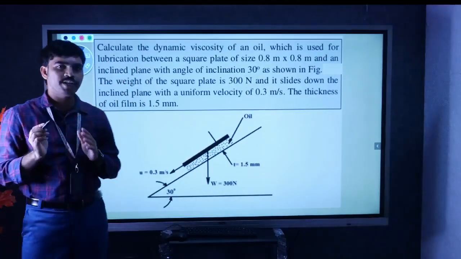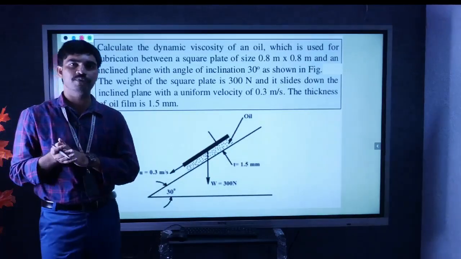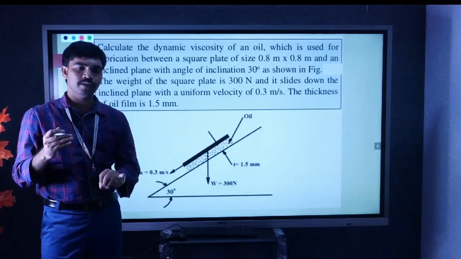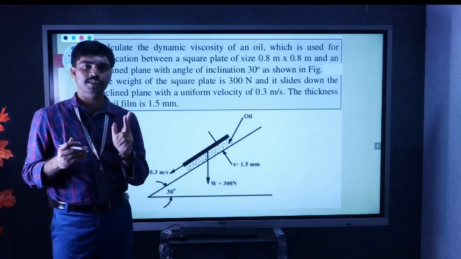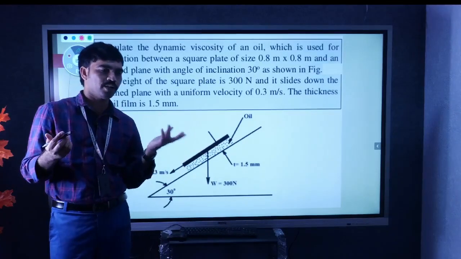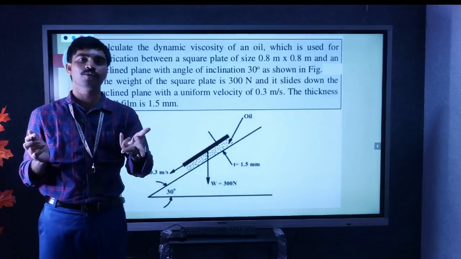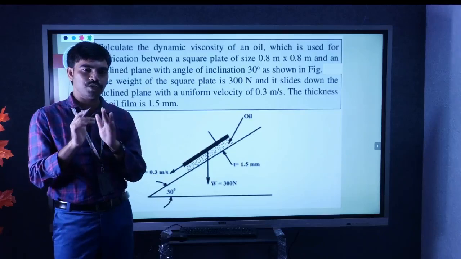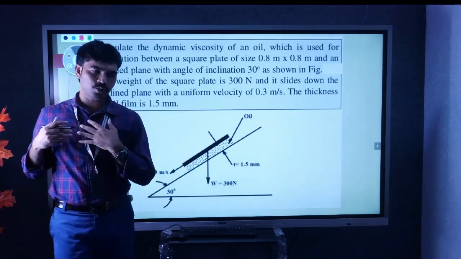See, to solve any fluid mechanics problem, first you have to segregate. You have to identify the given variables, the dependent variables and independent variables. Then we have to identify the unknown and known variables. And also you need to know the relationship between the known and unknown variables. That means formulas. So what is the relationship between the two different variables?